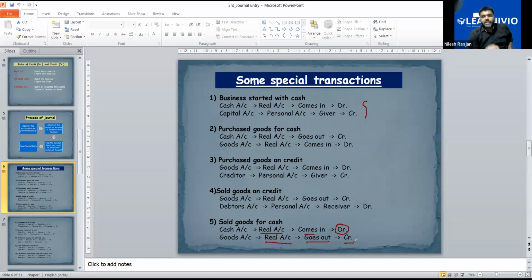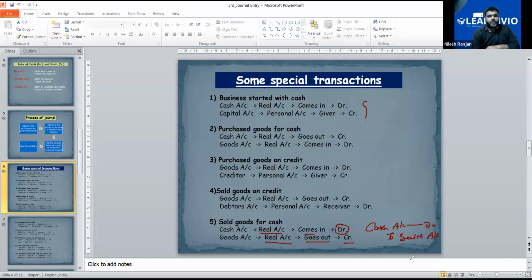I told you in previous class that whenever we purchase or sell goods, only goods, not any other asset, then instead of goods, we have to write purchase or sale, purchase return or sales return, whatever the transaction is. If we are purchasing goods, then we will write purchase. If we are selling goods, then we will write sale. So here it will be cash account debit to sales account.